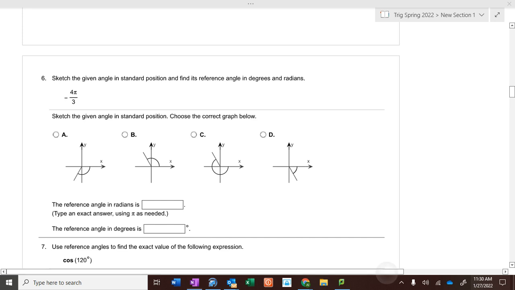All right. So how far is 4 pi over 3 away from the x-axis? How far is negative 4 pi over 3? This line right here, how far am I away from the x-axis? 60 degrees, or pi over 3 in radians.